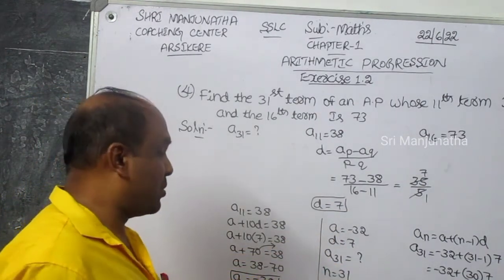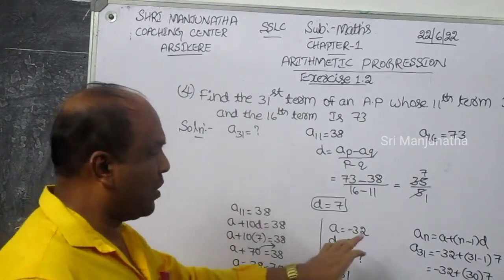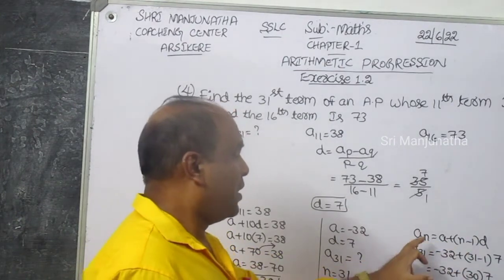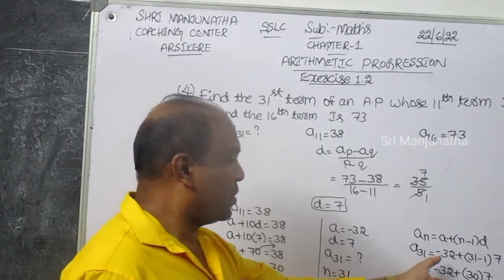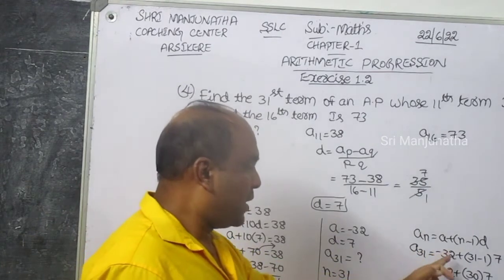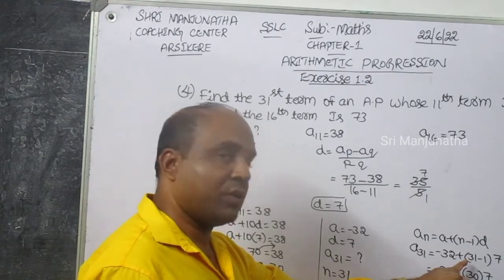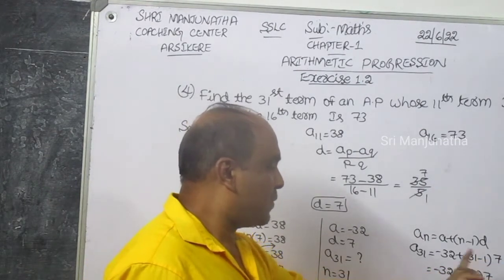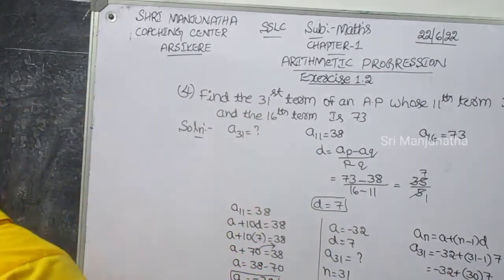A31 is equal to question mark. N is equal to 31, which is also given. The formula is An equals A plus (N minus 1) into D. N is 31, A is minus 32. Substitute these values in this formula. Then minus 32 plus, first we have to remove the bracket, (31 minus 1) I have to write as 30 into 7. 7 30s are 210 minus 32. What answer do we get?